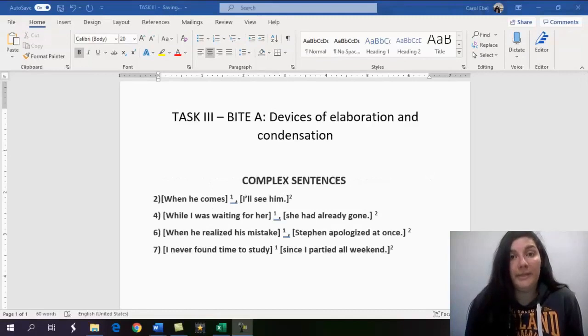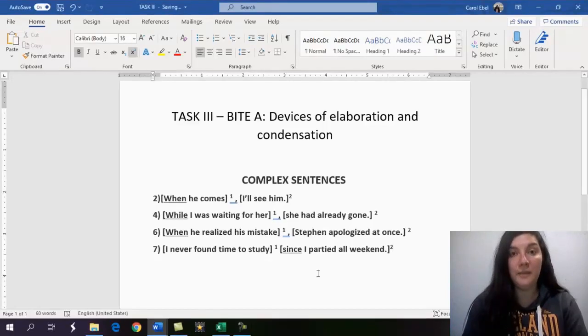Let's continue with complex sentences. Remember, complex sentences are combinations of at least one independent clause and one dependent clause. Examples of complex sentences in this task are exercises 2, 4, 6, and 7. In these exercises, the dependent clauses are introduced by a subordinator. Please note that dependent clauses are enclosed from the subordinator onwards. This means subordinators are part of, and they introduce, dependent clauses.